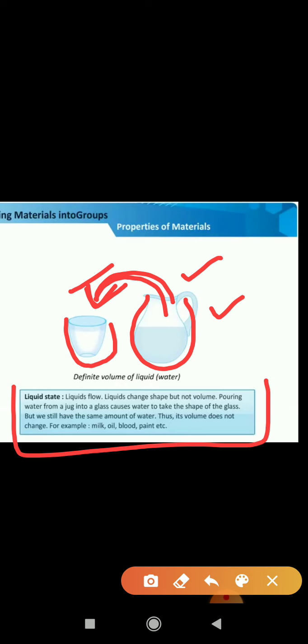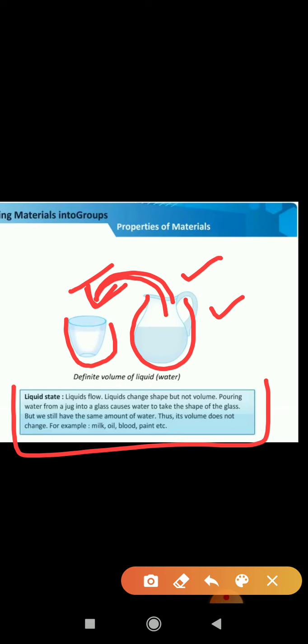Liquid state. Liquids flow. Everyone knows that liquids flow. It is in a flowing state. Liquids change shape but not volume. Pouring water from a jug into a glass causes water to take the shape of the glass. But we still have the same amount of water. Thus, its volume does not change. For example, milk, oil, blood, paint.